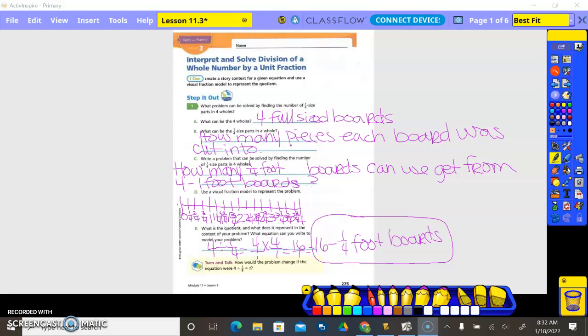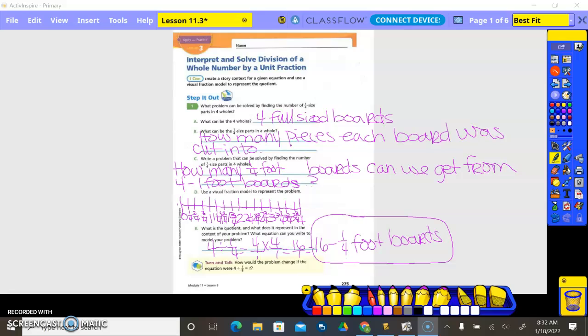How many pieces each board was cut into? Write a problem that can be solved by finding the number of 1/4 size parts in 4 wholes. How many 1/4 foot boards can we get from 4 1-foot boards? And then we drew our number line and we went from 0 to 4. And then we broke that into 4 whole sections. And then those whole sections, we broke into 1/4 size pieces.